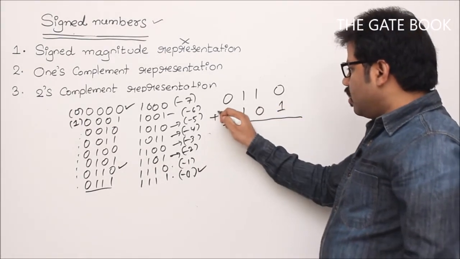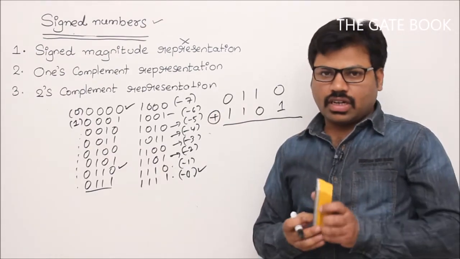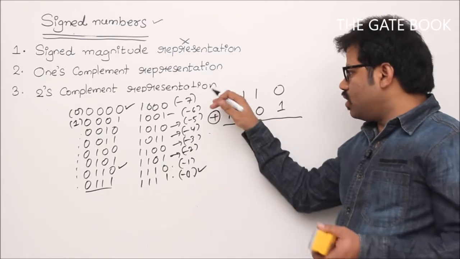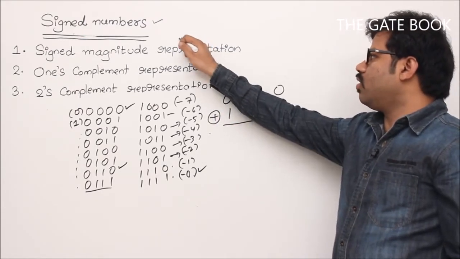So I am doing addition. Here is one interesting thing I am just trying out. I don't know whether it works or not. I do simple addition, and I don't look at the symbols. Remember one thing: what was the negative point of sign magnitude representation?